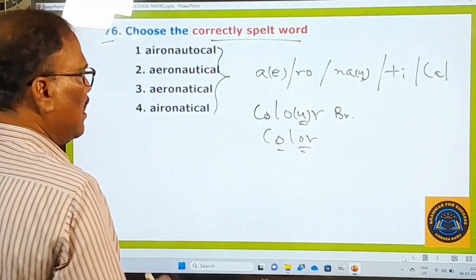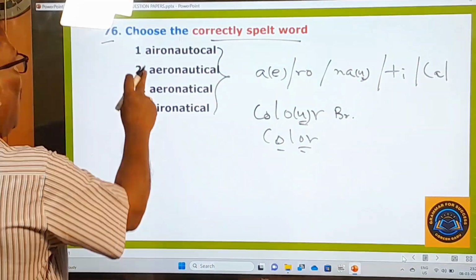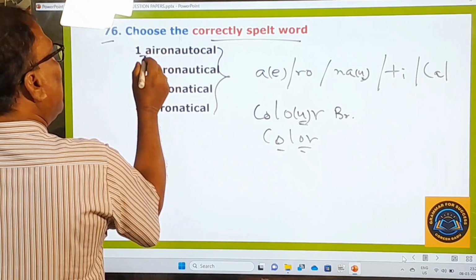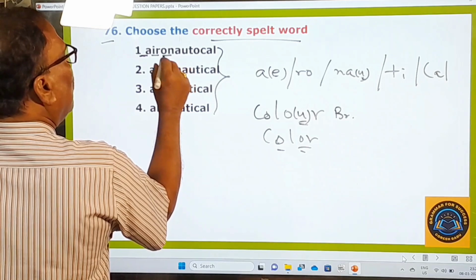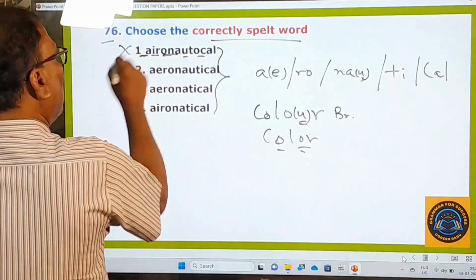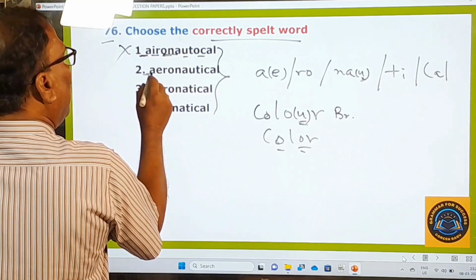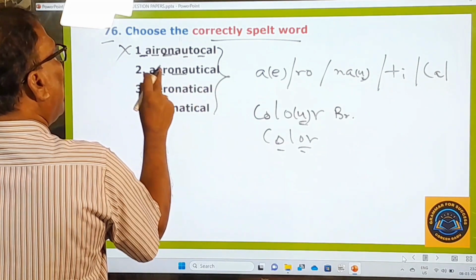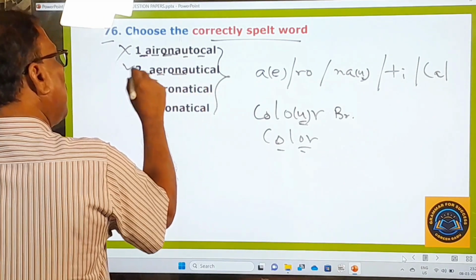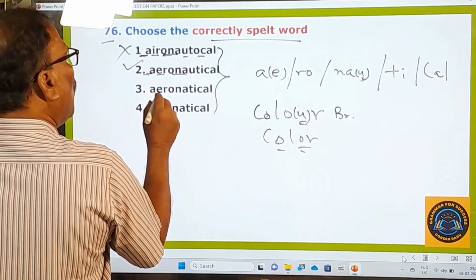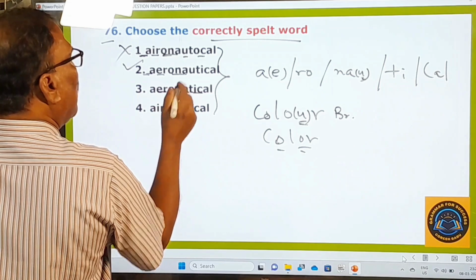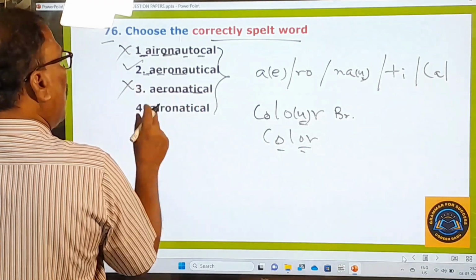Now, where is that spelling? Let us see. So here, air is there. A, ro, na is there. To, kal is there. A, E, R, O, T, kal. So aeronautical, this is the right one. Aeronautical. U is dropped here. That's why this is wrong.